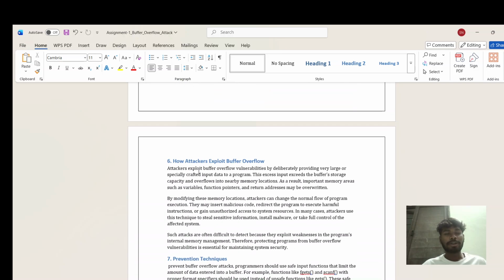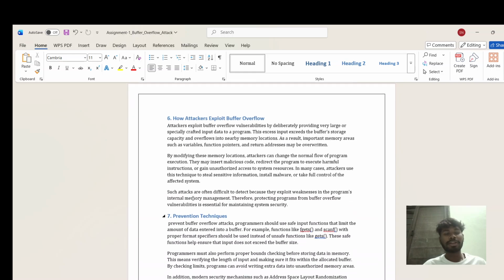How attackers exploit buffer overflow. Attackers exploit buffer overflow vulnerabilities by providing very large or specially crafted input data to a program. This excess input exceeds the buffer storage capacity and overflows into nearby memory locations.